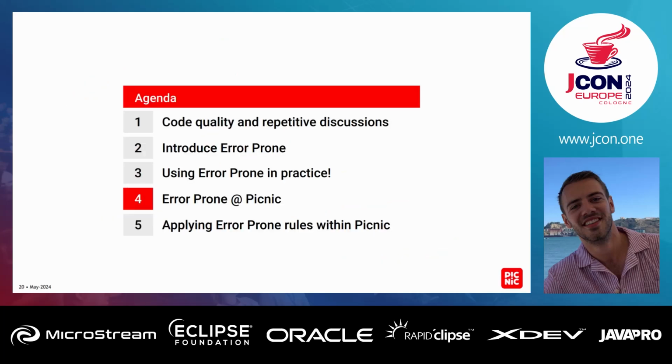So now about how we use error-prone within Picnic. Because we started using this tool already many years ago, and at some point we were such big fans of this tool that we actually used almost all, except for 10, all the different bug patterns on our code base, and I mean on all the different repositories that we have. But still, we wanted to do even more. We wanted to go one step further.